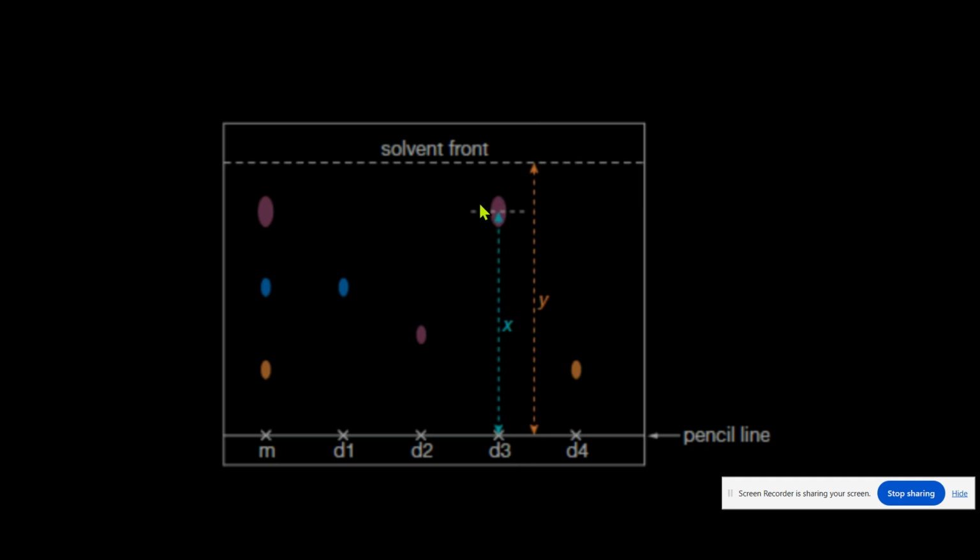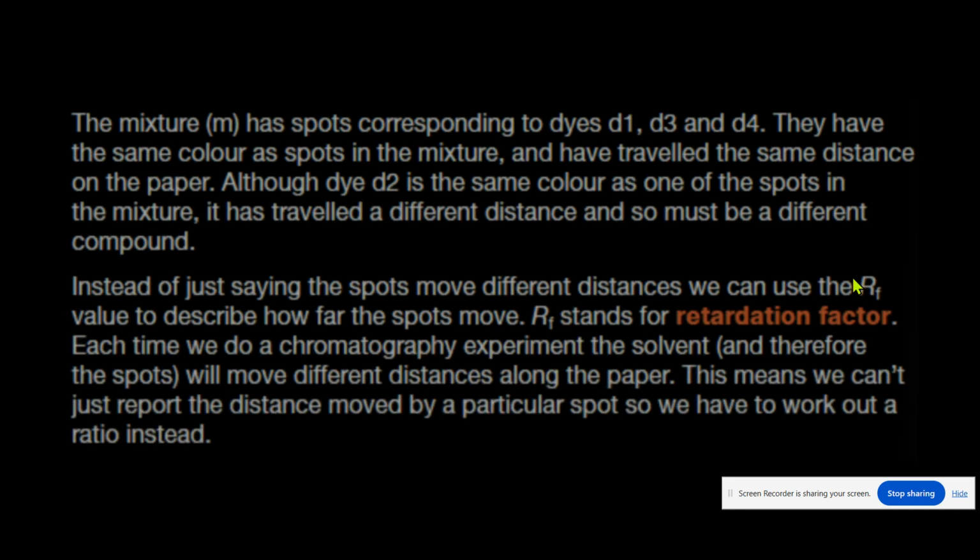We need to find the retardation factor. We need to find the ratio because the ratio stays all the same. Even if you put it in for 5 minutes, 1 minute, 10 minutes, the ratio will stay the same if it's the same dye, if it's the same chemical. So you calculate the distance the solvent traveled, the distance the water traveled, and you calculate the distance the ink blot traveled, and you divide them, x over y. And that's your retardation factor, RF.